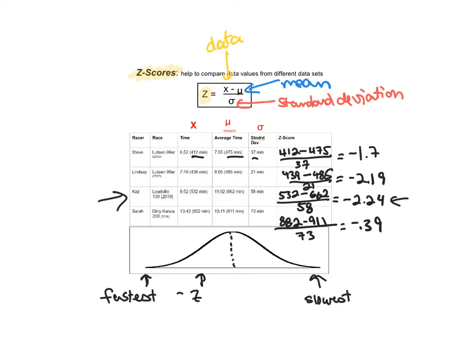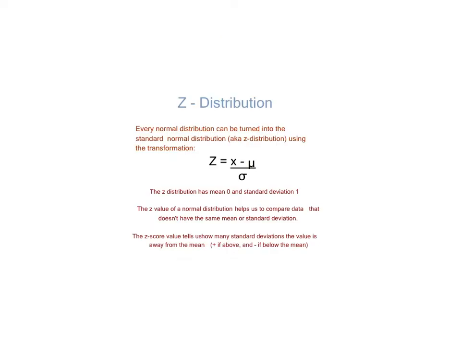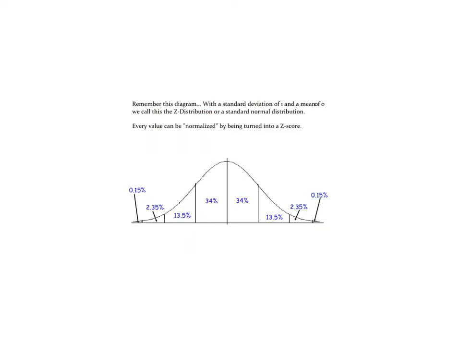So this is a Z-score. This is what we're studying for this quick unit. Every normal distribution can be turned into a standard normal distribution using Z-scores. The Z-score has a mean of 0 and standard deviation of 1. It helps us compare data, and it tells us how many standard deviations the score is away from the mean.